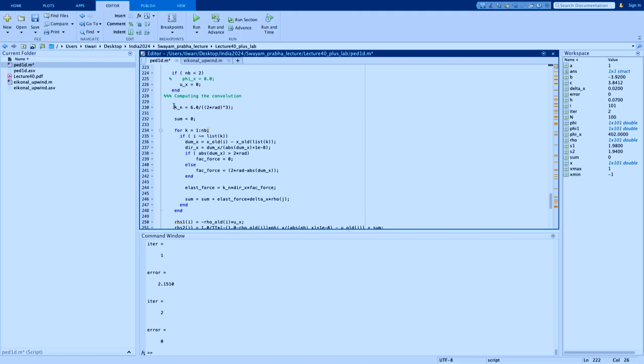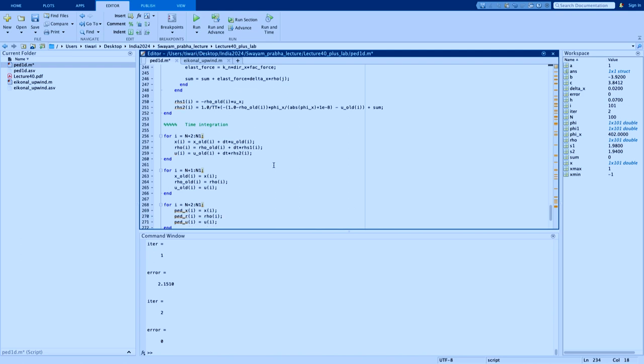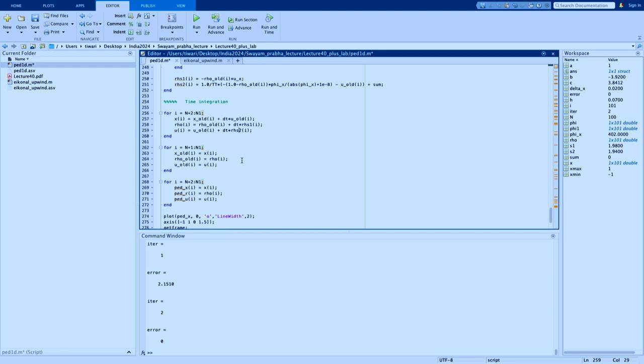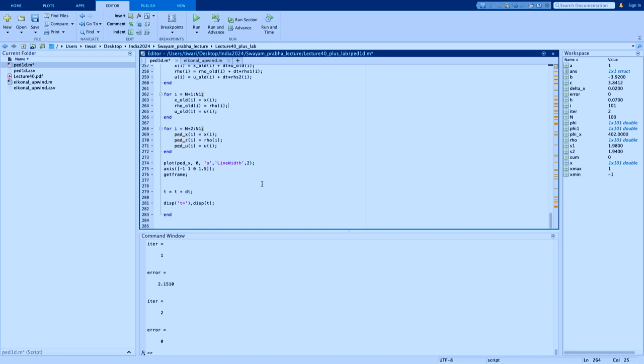Then I compute the right hand side force. Once I know the right hand side force, I update x is x old plus delta t times u old. I update rho as rho old plus, but here rho is constant, so no need. I update u as u old plus delta t times the right hand side vector. Then I assign the old value as the new value. And these are the pedestrian x, pedestrian r. This doesn't make a big difference. So now let us see the simulation.